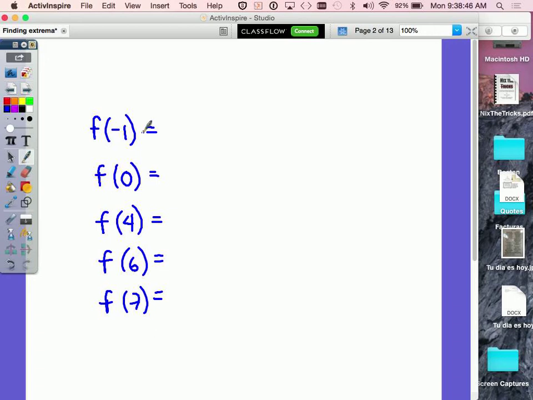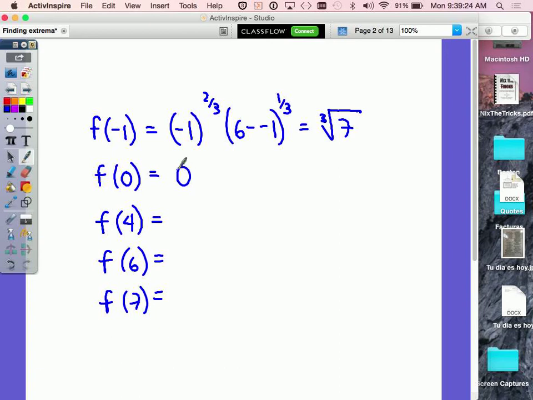So f at -1, I substitute a -1 into my original expression, and I'm left with -1 to the 2/3 times 6 minus -1 to the 1/3. Sorry, that should be -1 to the positive 2/3. -1 to the 2/3 is -1 squared, which is 1, and the cube root of that is 1, so that just becomes 1. 6 minus -1, of course, is 7. 7 to the 1/3 is the cube root of 7. F at 0 is 0 to the 2/3, and it doesn't really matter after that. That's going to be 0.